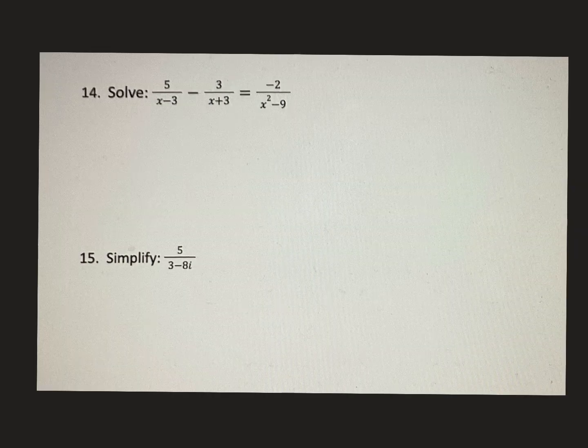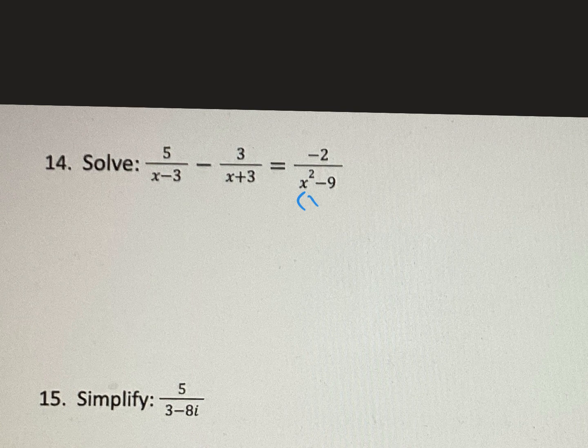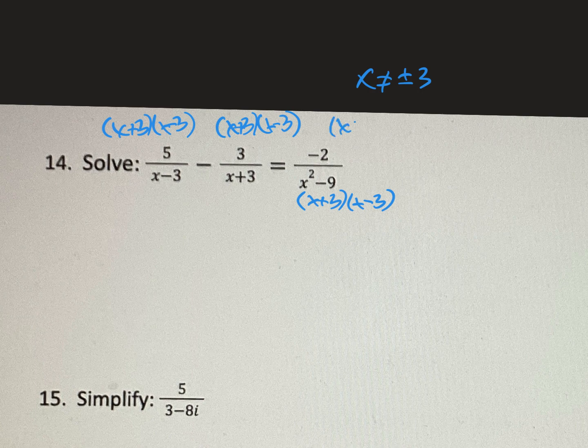All right, 2 more. 14 and 15. For 14, start off by factoring this thing right here. That's going to be x plus 3, x minus 3. Then tell what x cannot equal. x cannot be positive or negative 3 for an answer. And what I'm going to do is multiply each term by the LCD, x plus 3 times x minus 3.